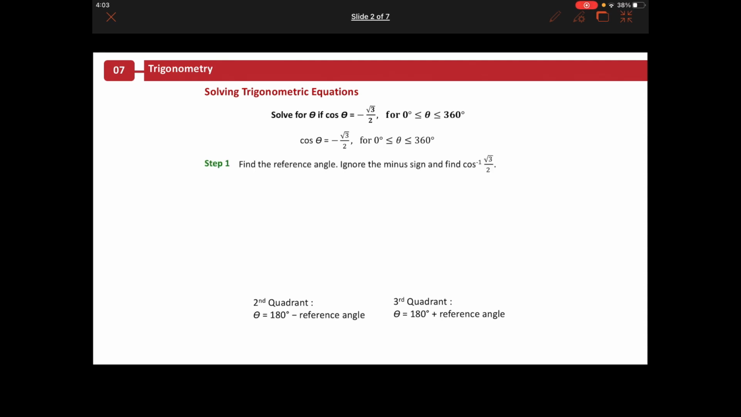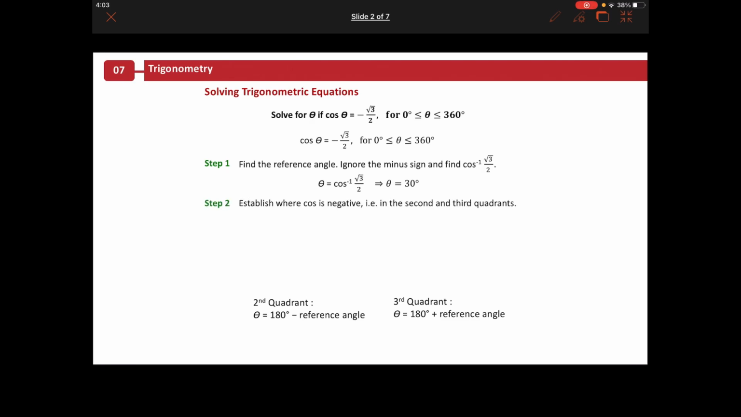When solving for theta in these types of questions, we have set steps we need to follow. Step 1 is find the reference angle. This means you want to find what is the angle that gives an x-coordinate of root 3 over 2 in the first quadrant, i.e. you ignore the minus sign and find cosine minus 1 of root 3 over 2. Putting this into our calculator gives us theta as 30 degrees.